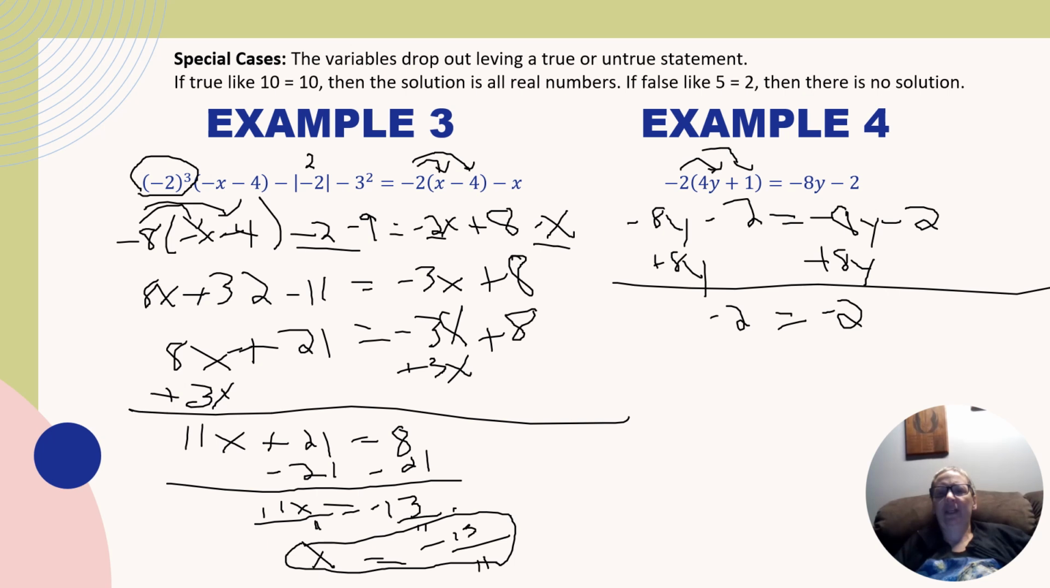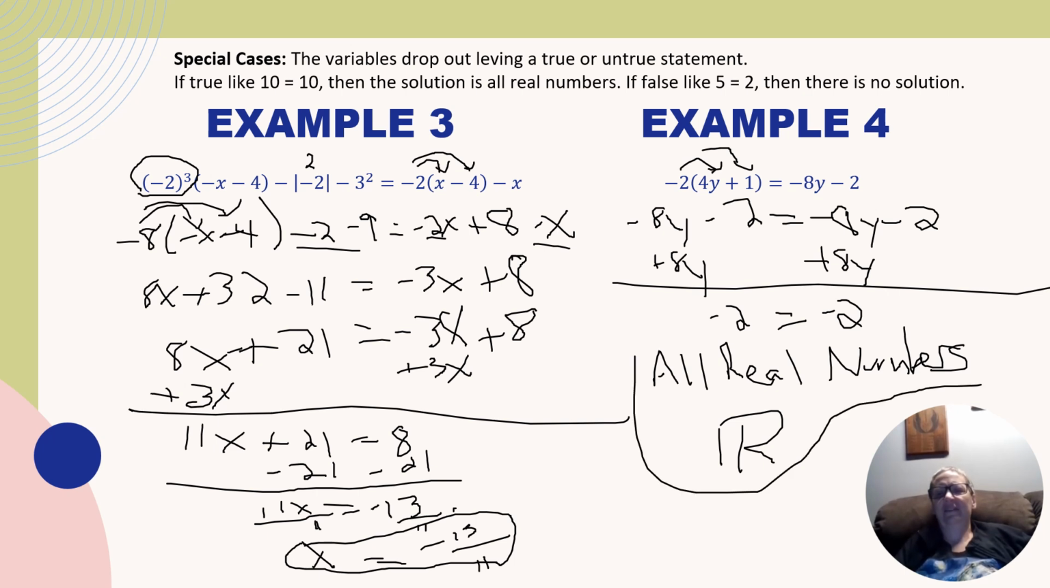So this is a true statement. Negative 2 is equal to negative 2, true. That means that any number in the world will work. So you can write all real numbers. But if you like shorthand, you can just write the symbol for all real numbers, and that's fine as well.